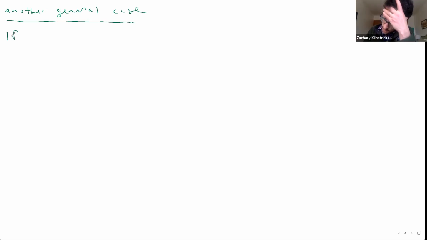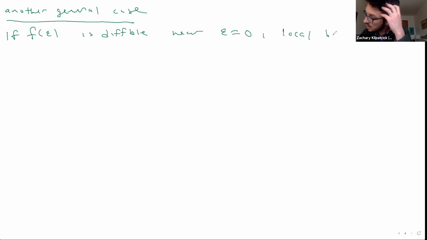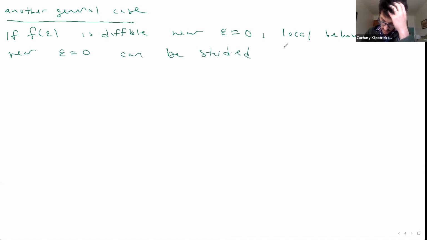Okay. So let me remark on another general case that's sort of related. If f of epsilon is differentiable, okay, near epsilon equals 0, then the local behavior near epsilon equals 0 can also be studied using an integration by parts approach.